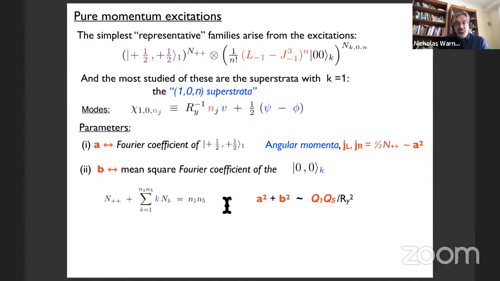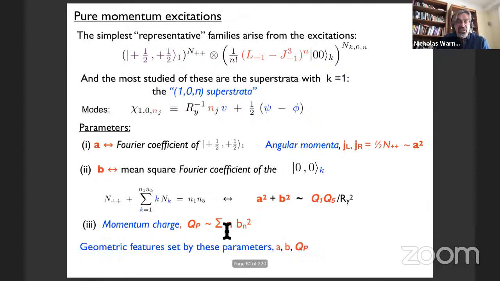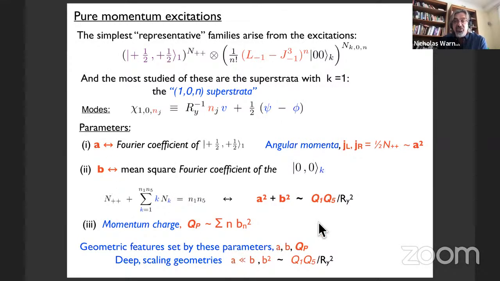And there is this constraint I alluded to earlier, which generally relates A squared plus B squared to Q1, Q5. So what you're always doing is sharing the Q1, Q5 charge between A and B. Or if there are many B's, many B_n's. And the third parameter is the weighted average of these B_n's. It's weighted by n because this gives you the momentum charge. And so all you need to take away from this is that these geometries are going to be governed by roughly 3 parameters, and everything else is details. So the geometric features are set by these parameters, and in deep scaling geometries, the geometries have very low angular momentum, and basically this parameter A is much, much less than B.